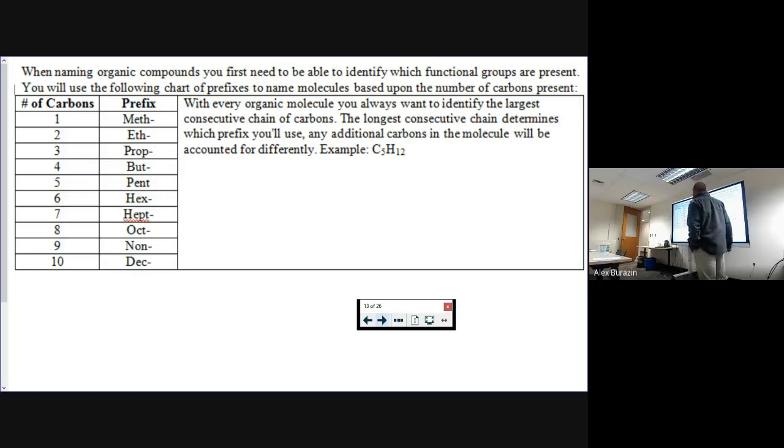Then we need to give our chain of carbons a prefix. We're not going to go beyond 10, okay? But we need a prefix for however many carbons are in our molecule. If it's a 1-carbon chain, we call that meth. The prefix meth. And yes, that is where the name of the street drug meth comes from.